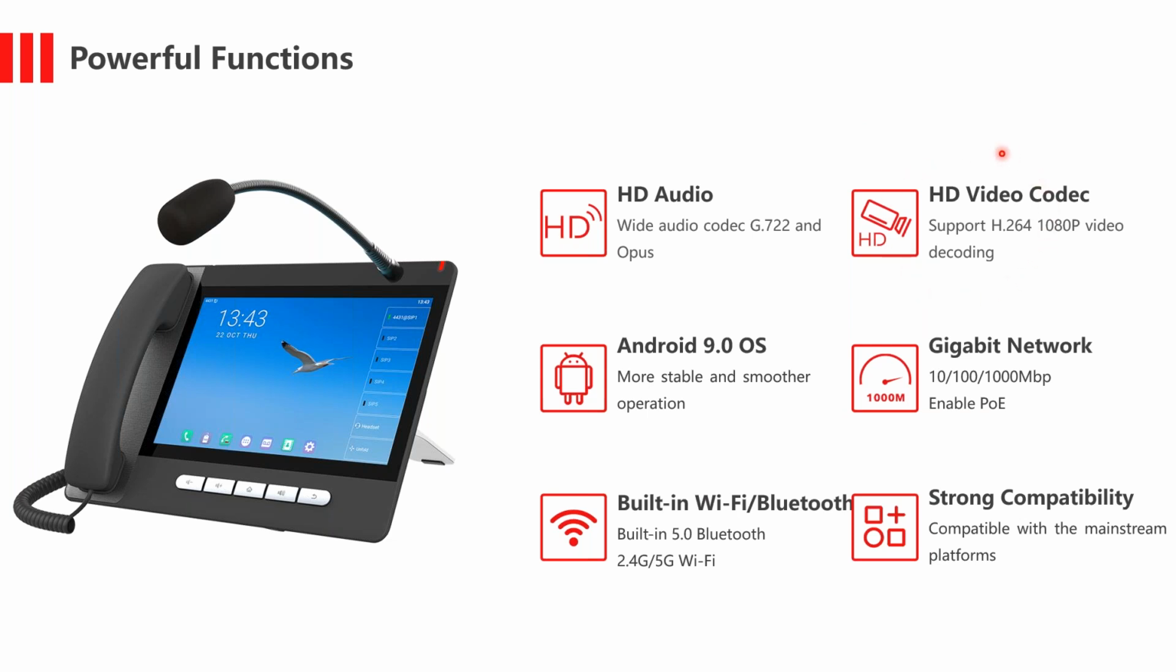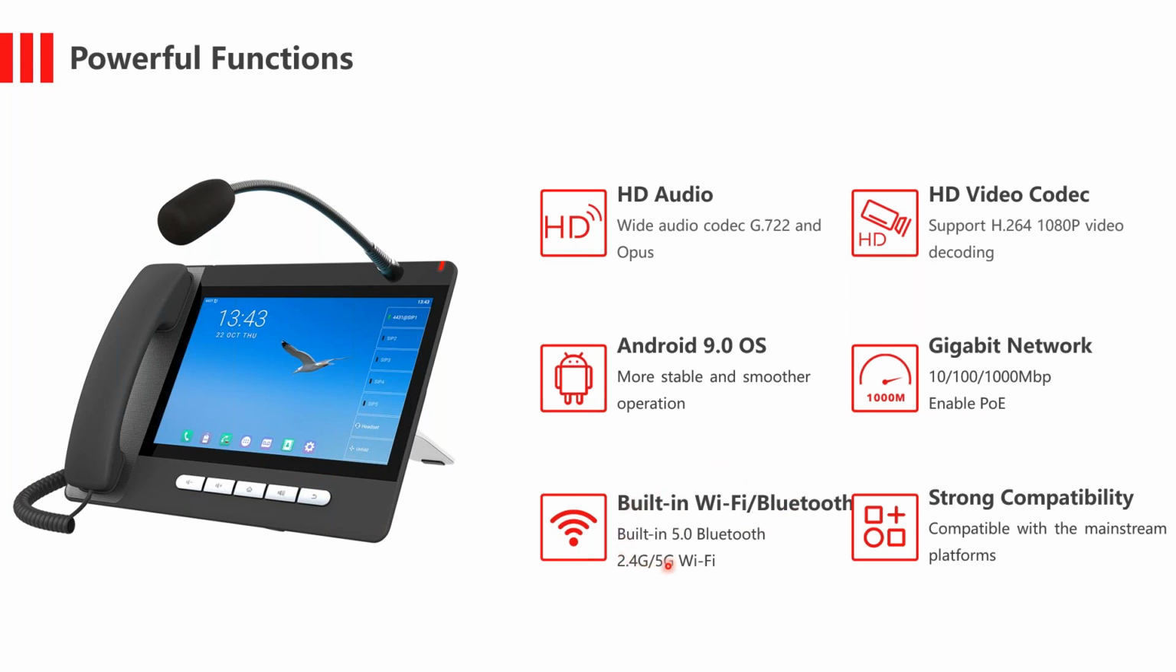Beyond that, as I mentioned earlier, it also has H.264 video decoding. What that means is you can have a one-way video camera and see one-way video on these screens, and you can execute many of the functionality right from these speed dial buttons, which I will get into as well.